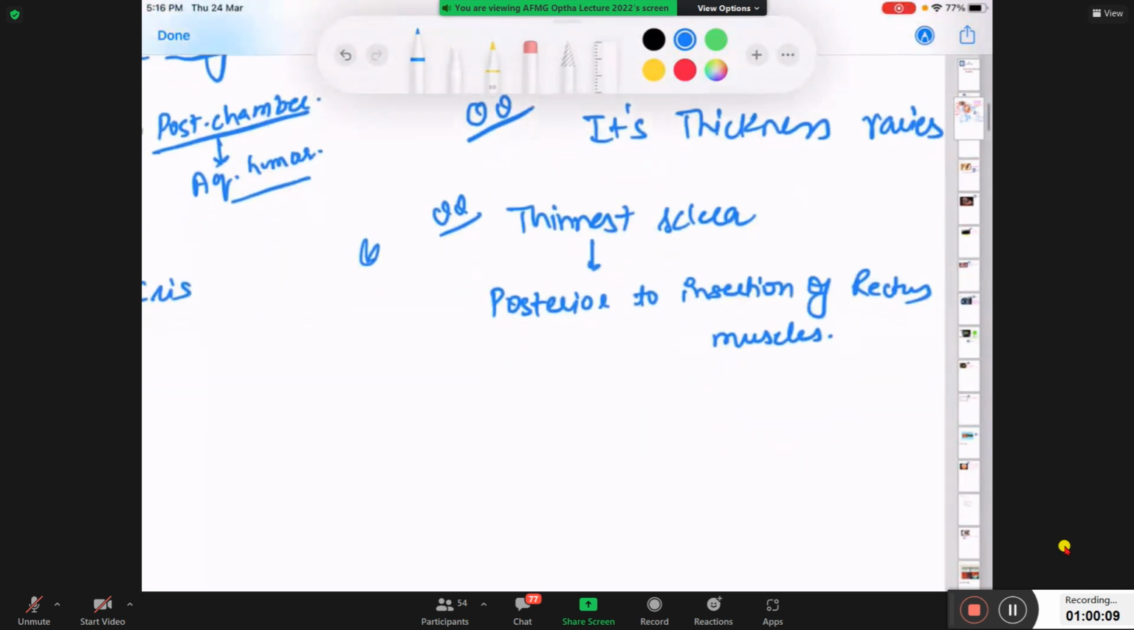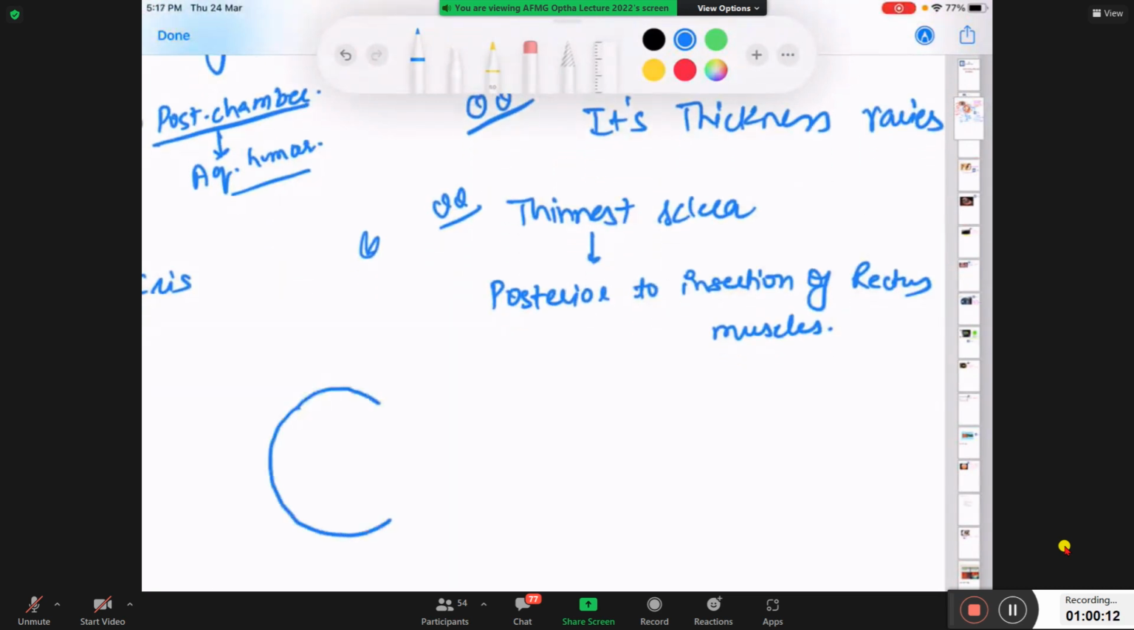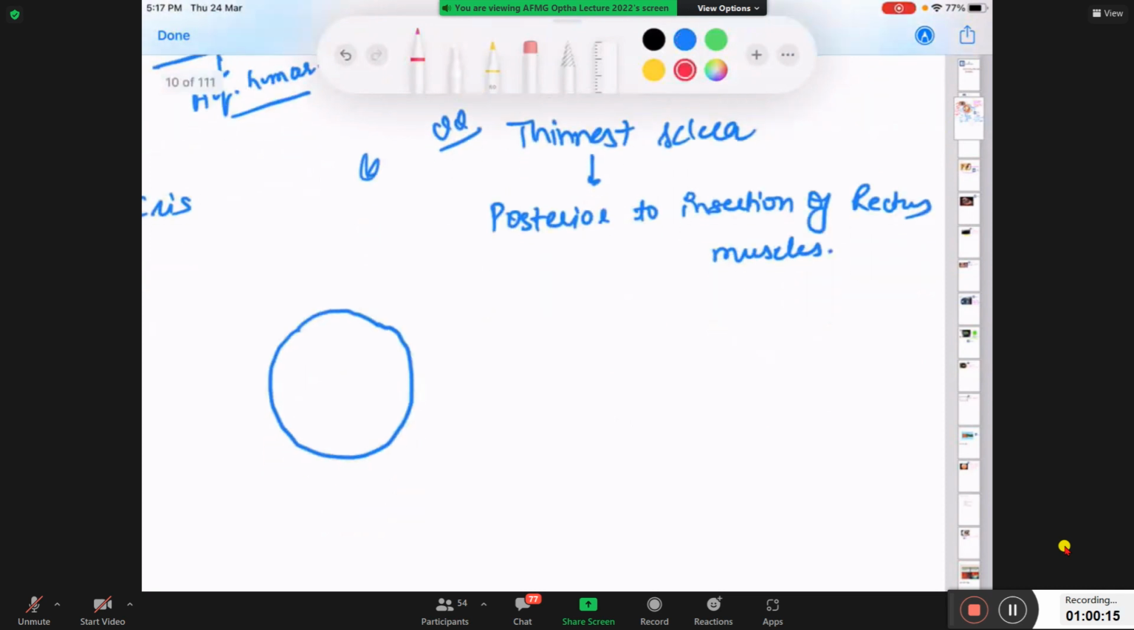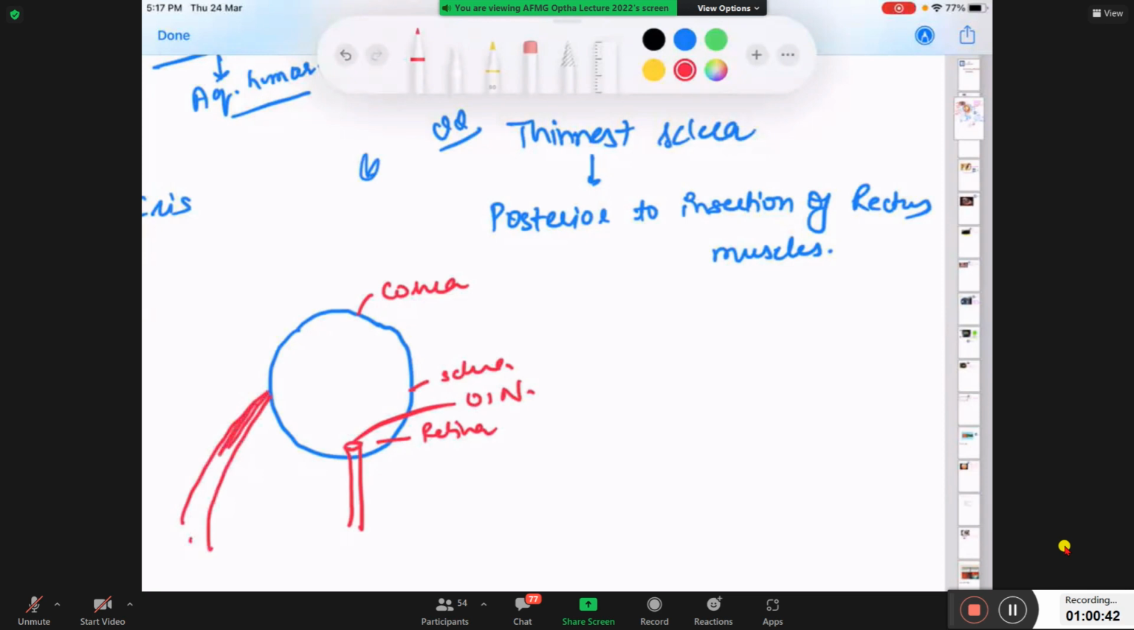Now suppose this is our globe, right? Suppose this is our eyeball and this is our optic nerve. This is our cornea, right? Now suppose this is your sclera. The outermost layer is sclera, the white part, which is opaque. From behind, these muscles are inserting into the sclera, right? These muscles are called your rectus muscles.